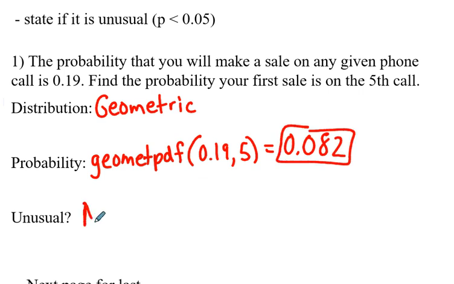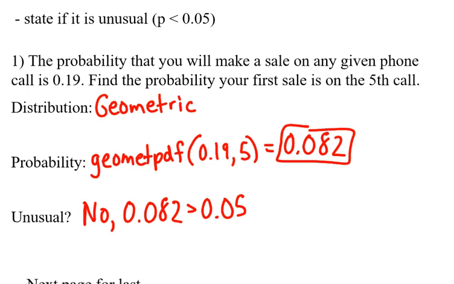Is this unusual? No. 0.082 is greater than 5%. So it occurs 8% of the time, which isn't highly unusual.